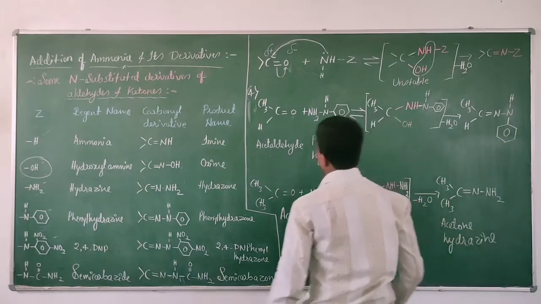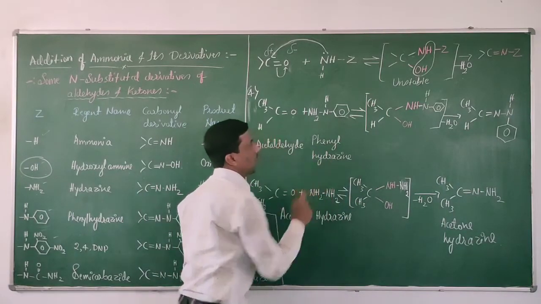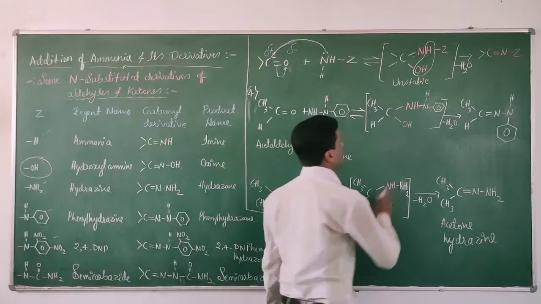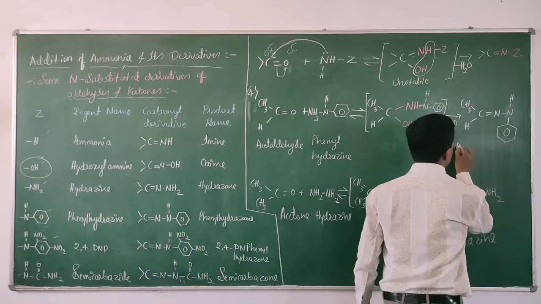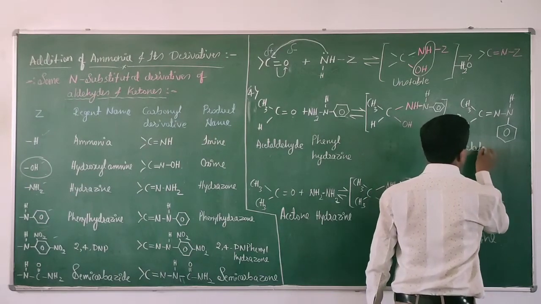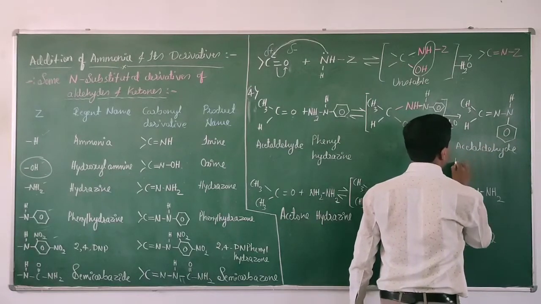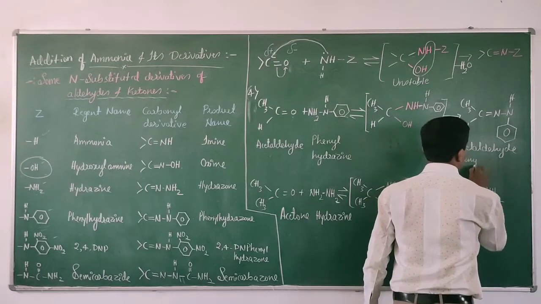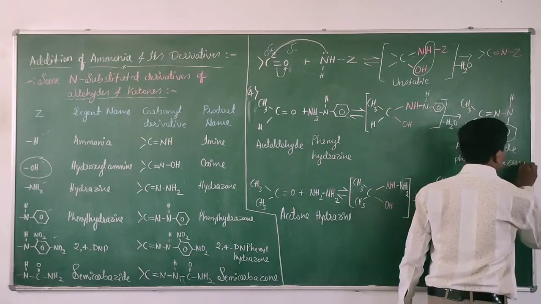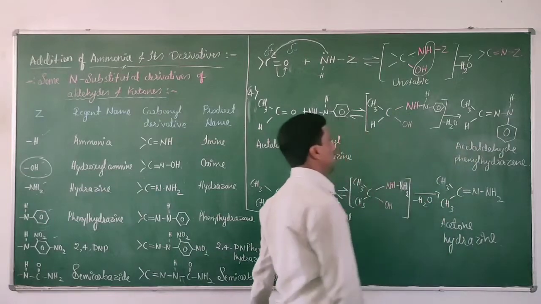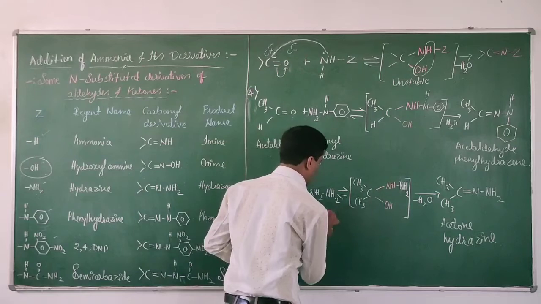Okay, fine. Acetaldehyde reacts with phenyl hydrazine. An intermediate is formed which is unstable, loses the water, forms acetaldehyde phenyl hydrazone. Phenyl hydrazone formation happens. Same thing, I will write here also.